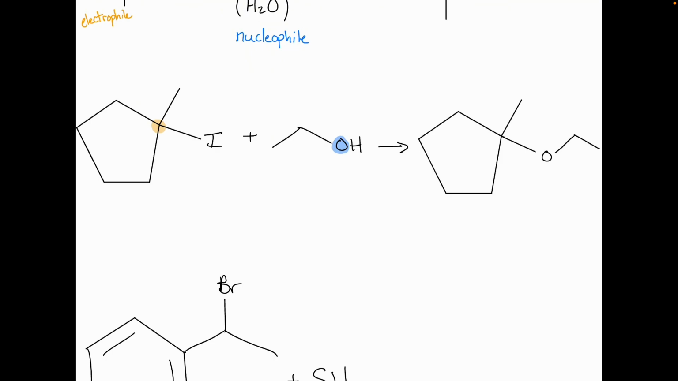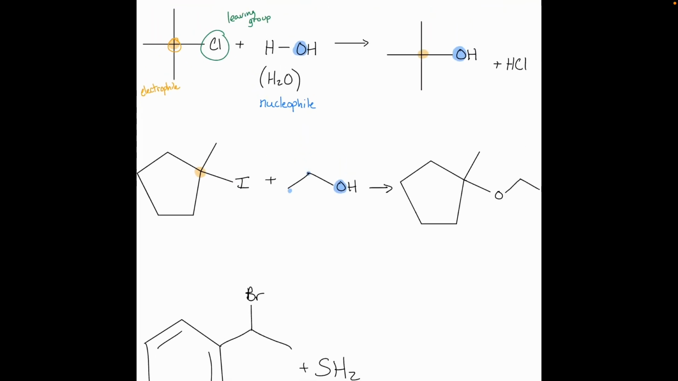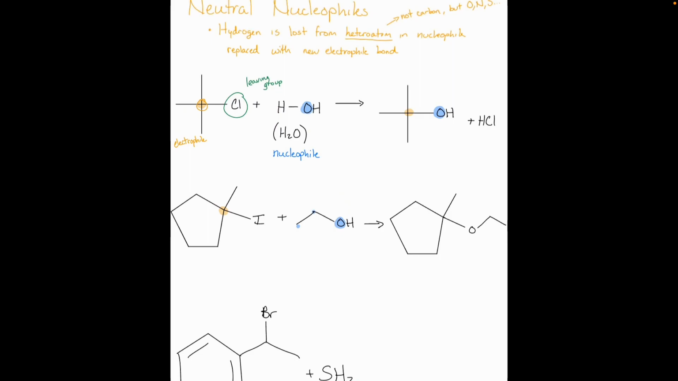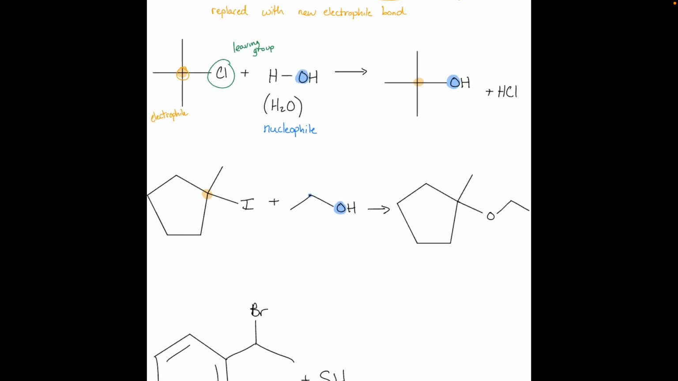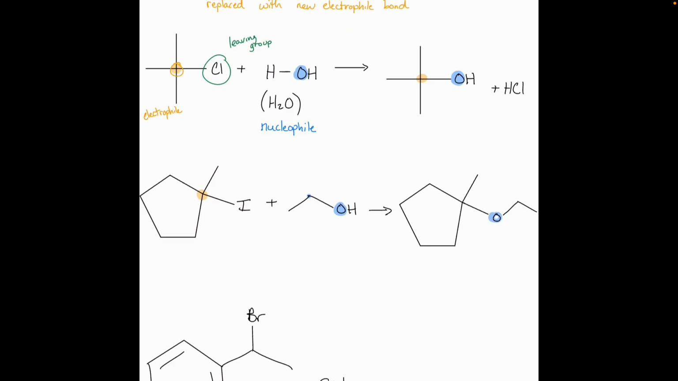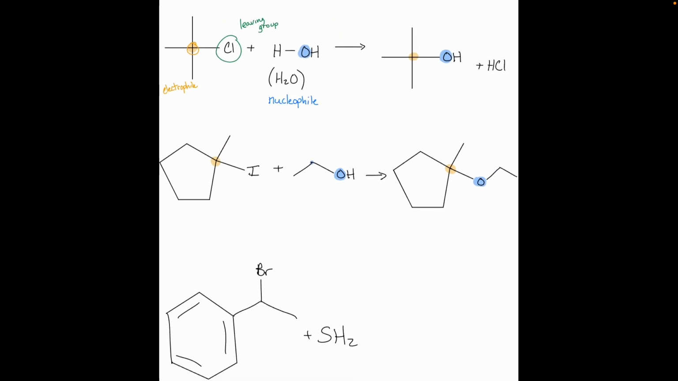But still have those 1, 2 carbons on there. All right, so again, our hydrogen is lost from that heteroatom, from that oxygen in our nucleophile, and it's replaced with a new bond with that electrophilic carbon. Notice in all of these examples, that's what we're doing. We're creating a new bond between that electrophilic carbon, that electrophile, and whatever is in our nucleophile.